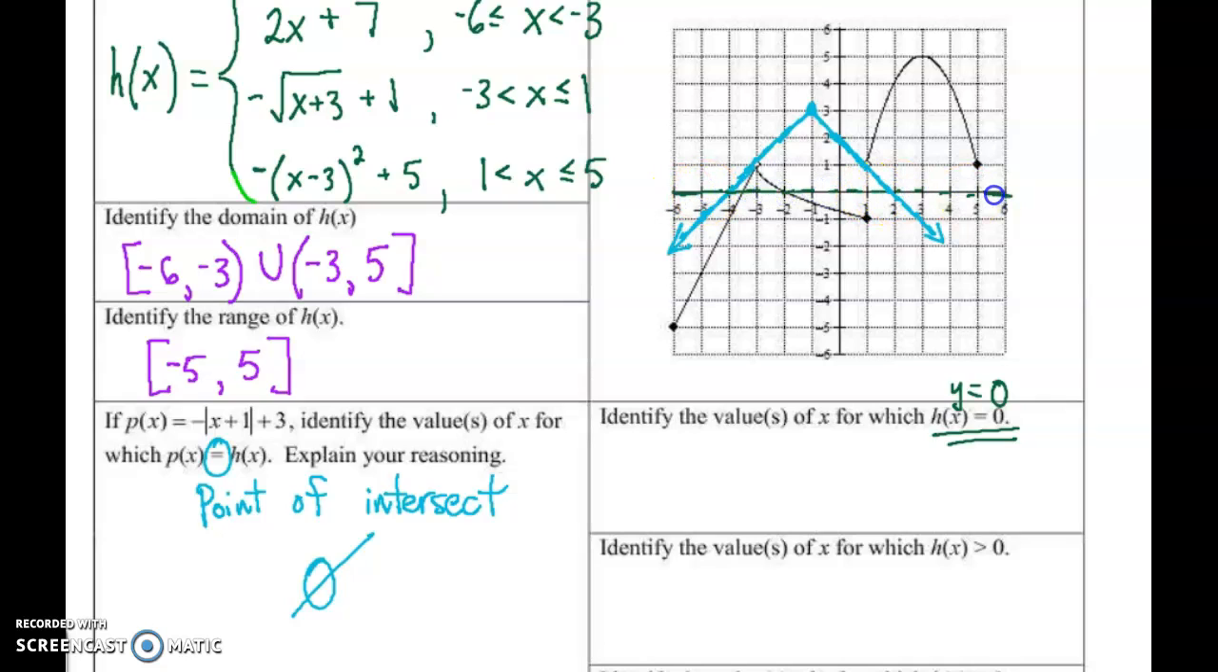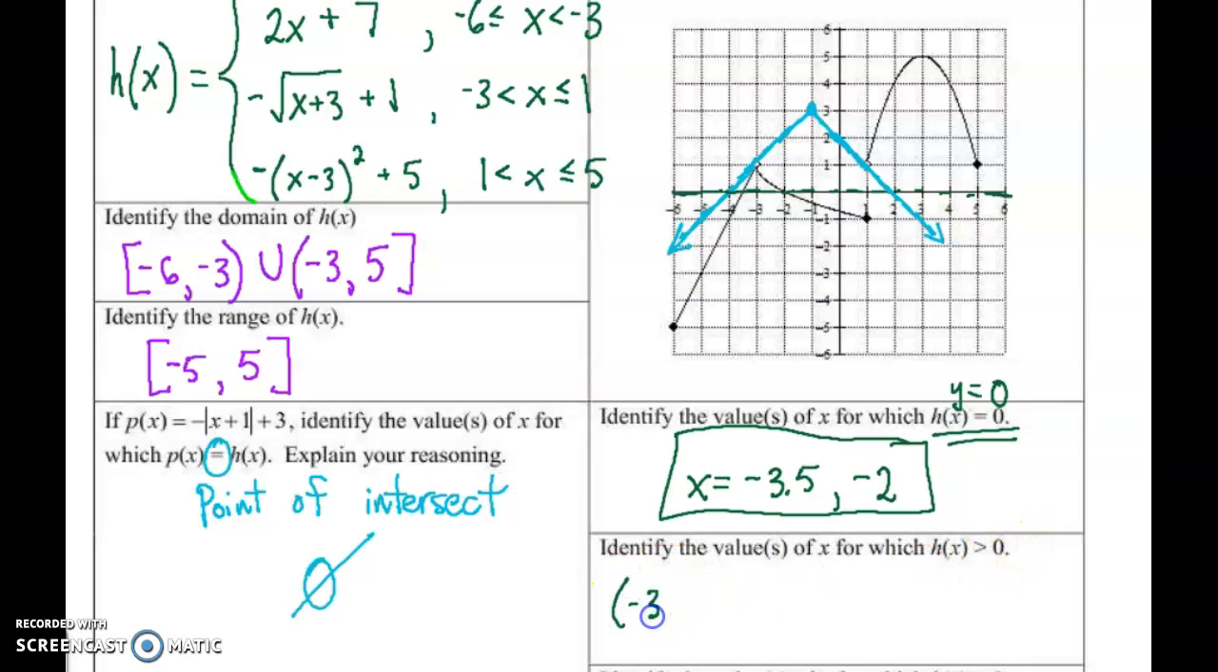I think from there it's pretty clear to tell that the two x values are negative 3.5 and x equals negative 2, where the zeros are for h, which will help us figure out where h is greater than 0. Now be careful because it needs to be above the x-axis but also defined. So the first time that h of x, the curve that they gave us, is above the x-axis is negative 3.5, but even though it looks like it's above, it's undefined at negative 3, so we cannot include that.